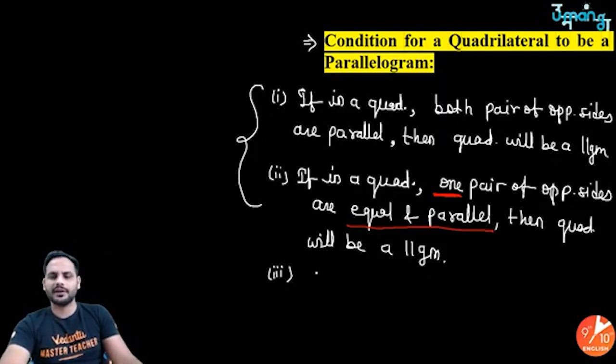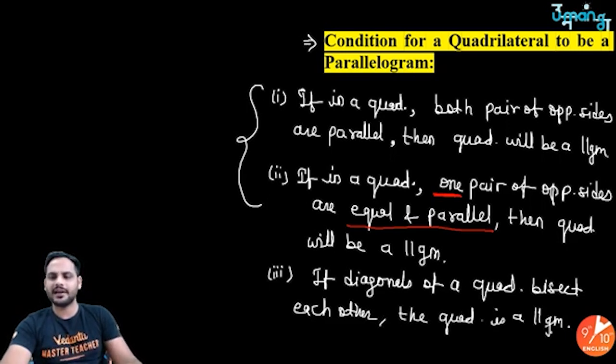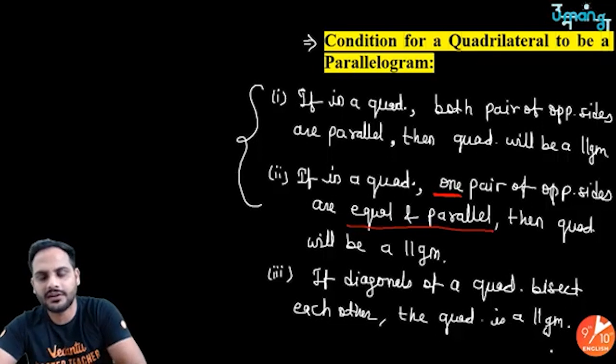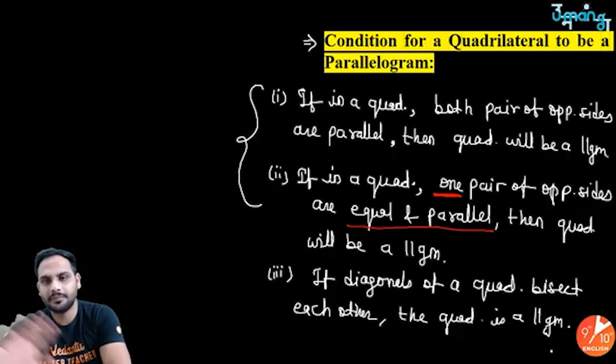It is also proved that if diagonals of a quadrilateral bisect each other, then I can say the quadrilateral is a parallelogram. If diagonals are bisecting, then also we can say that the quadrilateral will be a parallelogram. So these are the conditions for a quadrilateral to be a parallelogram.